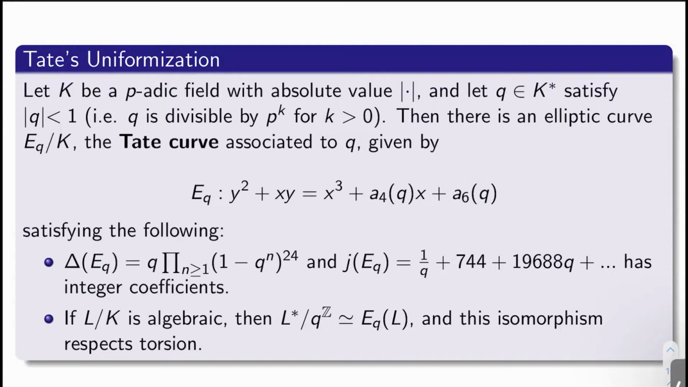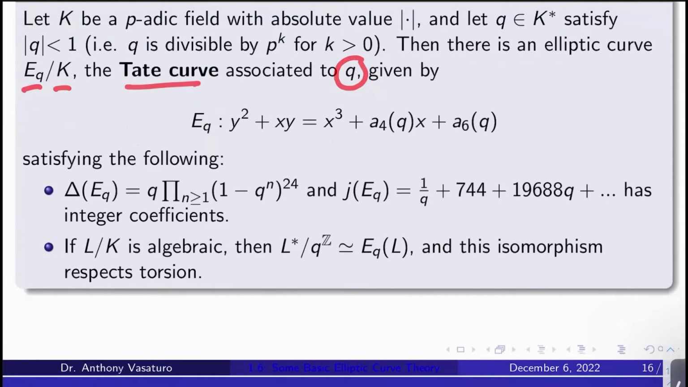Then there is an elliptic curve called E sub q over K, which is called the Tate curve associated to q, given by y squared plus xy equals x cubed plus a sub 4 of q x plus a sub 6 of q. There are equations for these, but I don't want to give them to you. Okay, satisfying the following. The discriminant of E_q has a nice product formula. It's q times the product over n at least 1 of (1 minus q to the n) all to the 24th. And the j-invariant of E_q has a great formula too. It's 1 over q plus 744 plus 196884 q plus blah, blah, blah. And you're guaranteed integer coefficients here, actually.